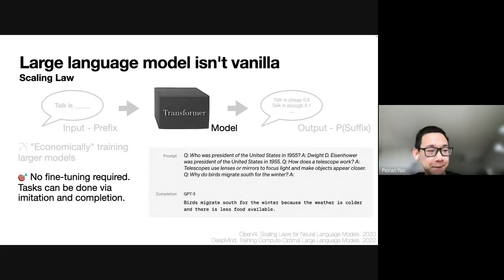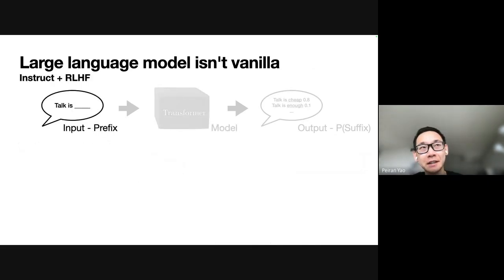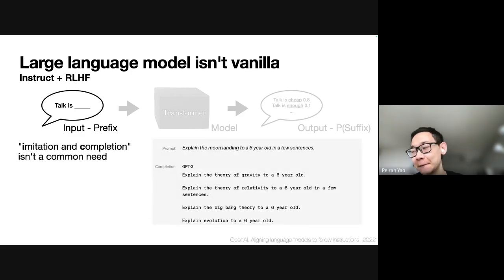But that's the story of GPT-3. A shortcoming of that model is that imitation completion isn't what we commonly need for a smart agent to do things. For example, here we try to ask the model to explain a moon landing to a 6-year-old child. But instead of explaining the moon landing, it just gives similar requests of the same format, which is not what we want.